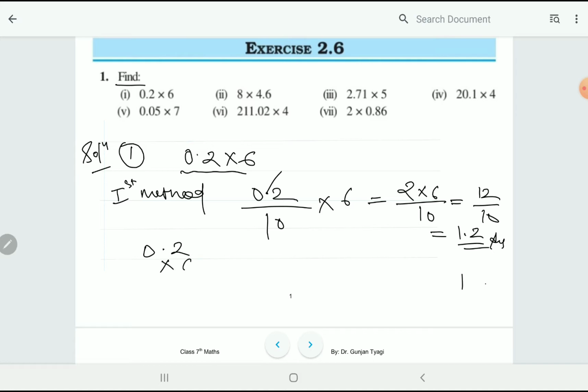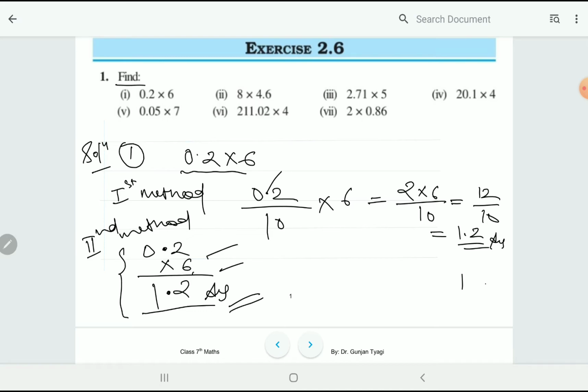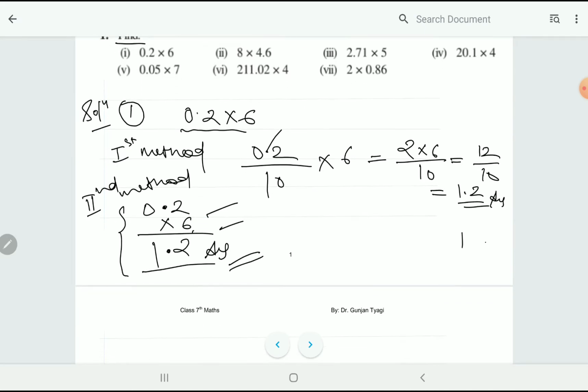Or there is another method like that: 0.2 multiply 6. In this method you will multiply simply. 6 2s are 12, and there is a decimal after one place, so the decimal will come after one place in your answer. It is a quite easy and simple method, so we will use this method in the next questions.